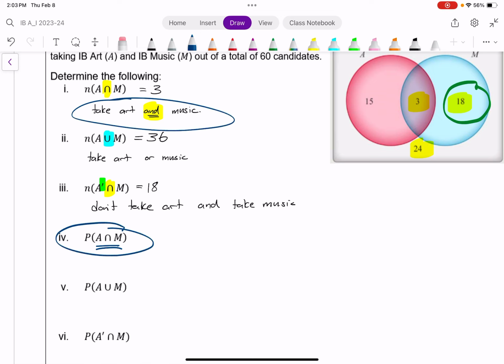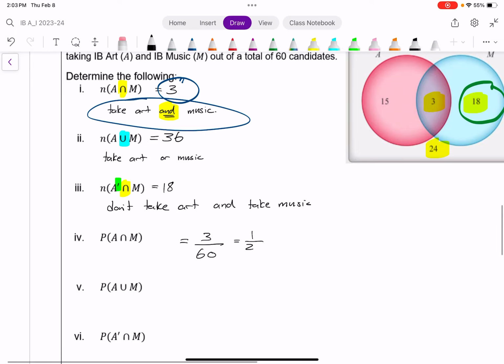Select one of these 60 students at random. What's the probability that they will be enrolled in both art and music? So it's just this 3 out of the total, the universal set, which is 60. And so the probability of this is just 3 out of 60, which reduces to 1/20th, which I might as well reduce it.